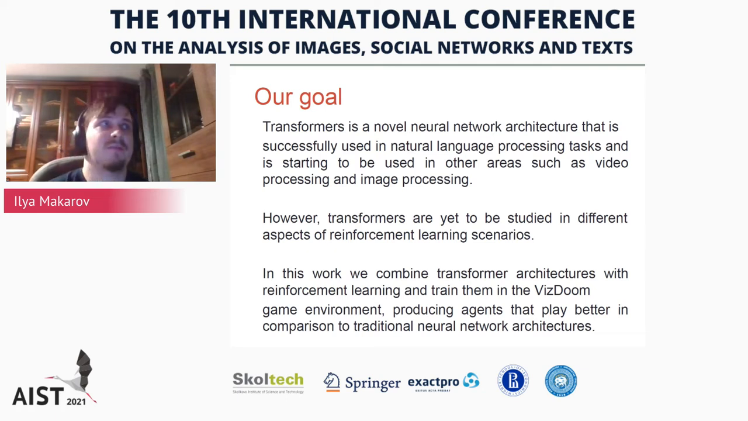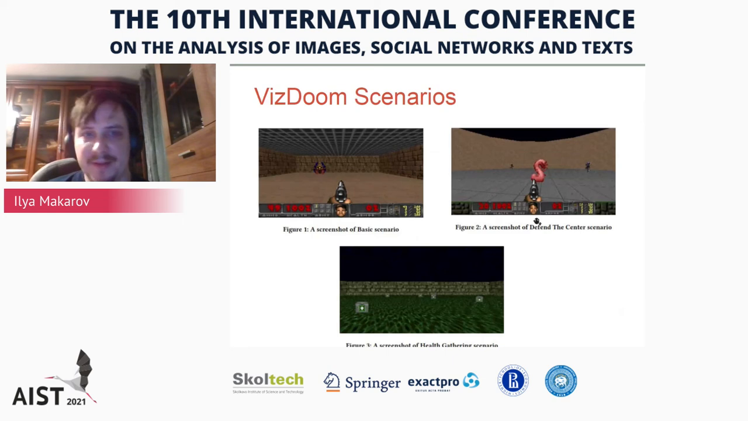In general, it's also interesting to see not only how you could encode these sequences, but also how you should encode the states. In VizDoom, which is basically an environment for a 3D first-person shooter, you have consecutive screenshots from the game environment. You may or may not have some enemies. The question is how to encode this information to efficiently train reinforcement learning agents. In this work, we combine transformer architecture with reinforcement learning and train them in the VizDoom game environment. We show a comparison of different architectures with respect to convolutional and recurrent models.